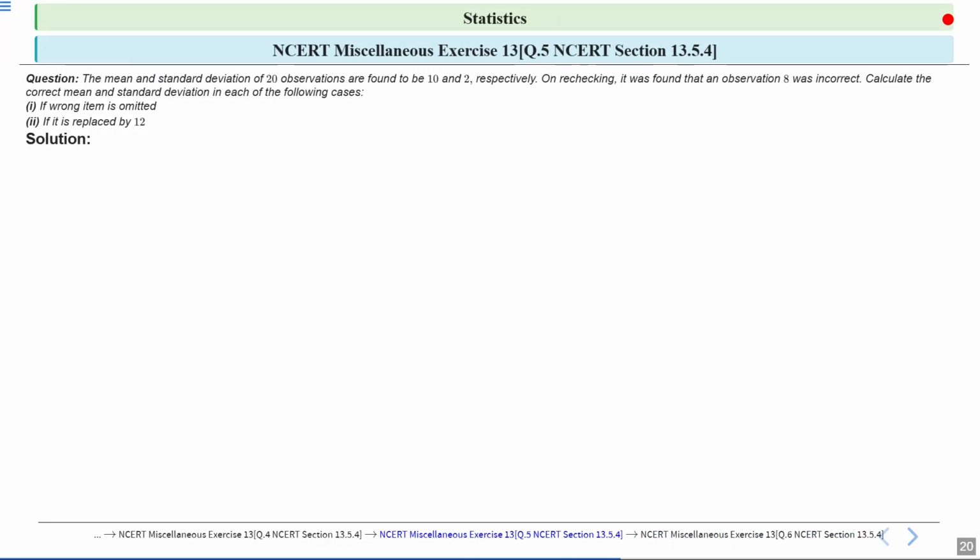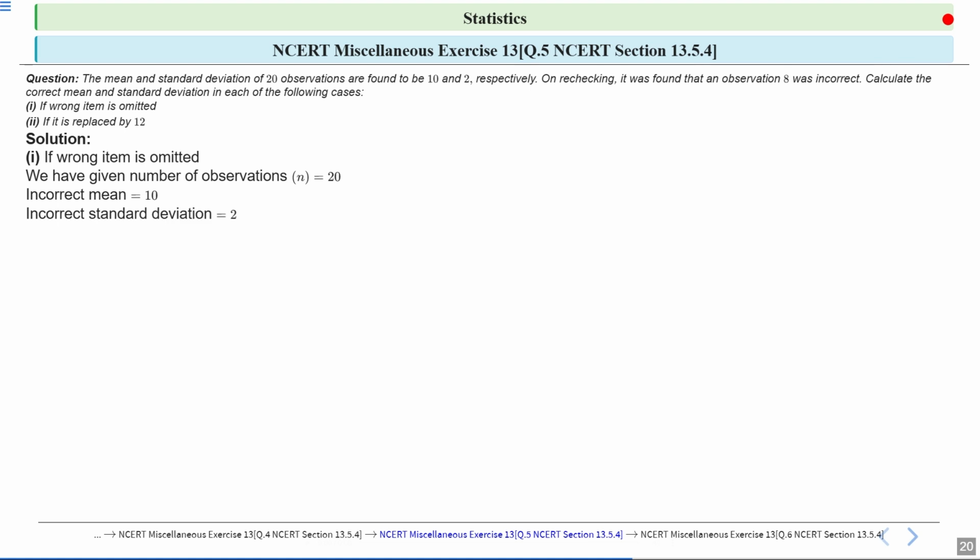So let's solve this question step by step. First, let's start with the first case. What happens if the wrong item, which is 8, is simply omitted from the data set? So we have given number of observations n equal to 20. The incorrect mean is given as 10. So the incorrect standard deviation is given as 2.